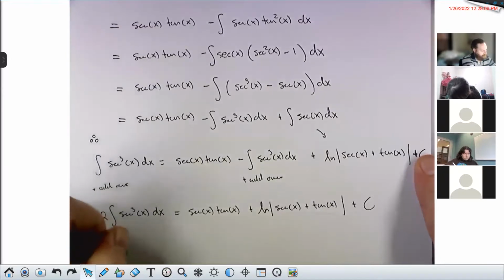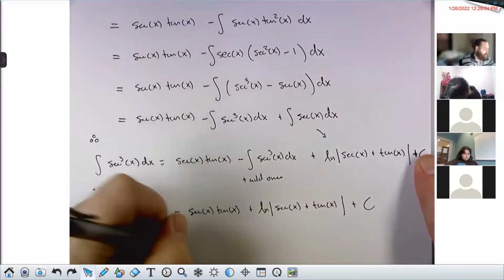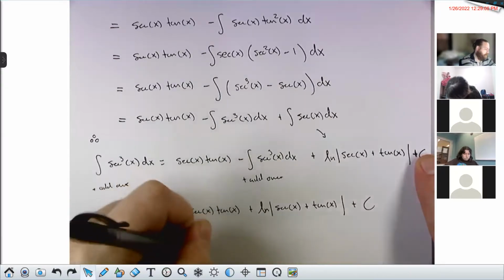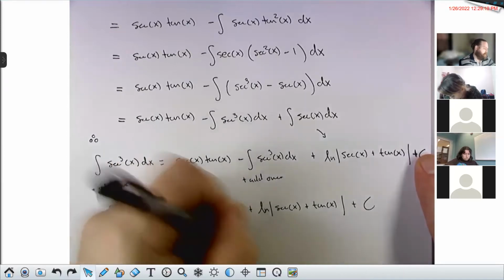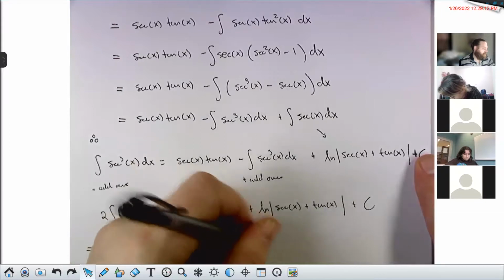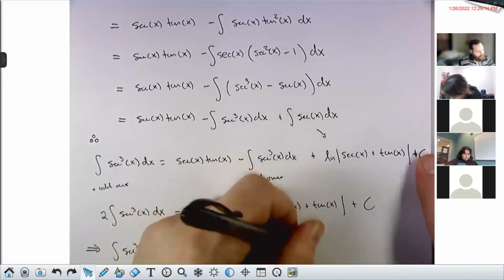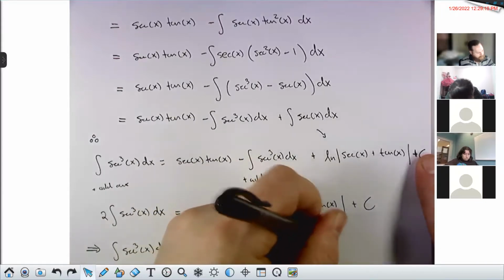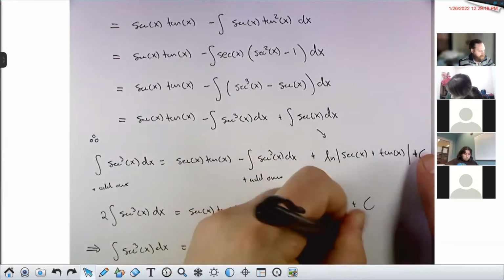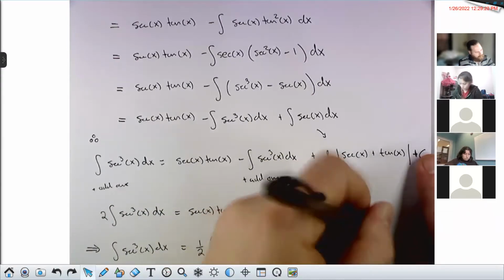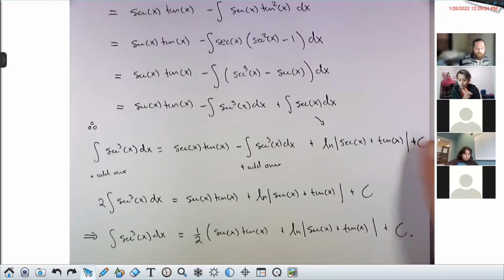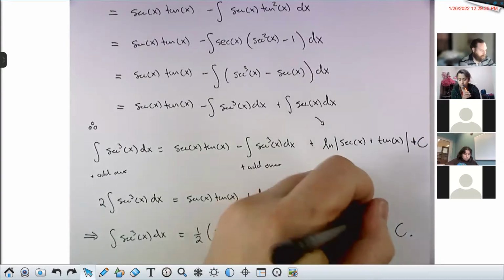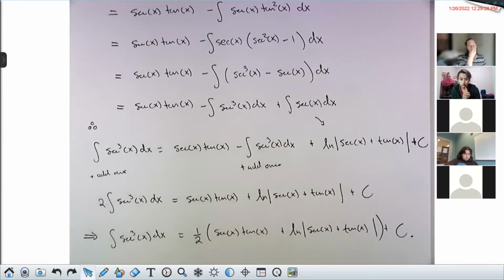So the integral of secant cubed x dx, I'll write it as 1/2 secant x tangent x plus the natural log of the absolute value of secant x plus tangent x plus a constant. I need to close that parenthesis x.